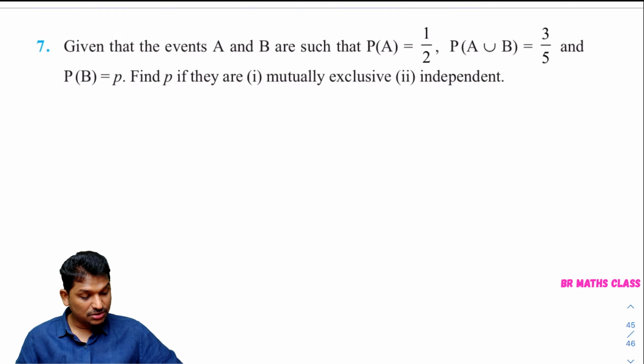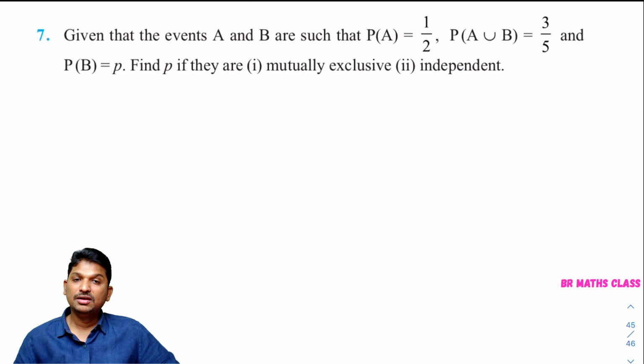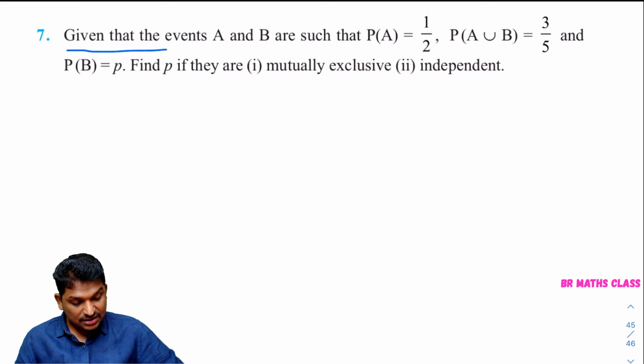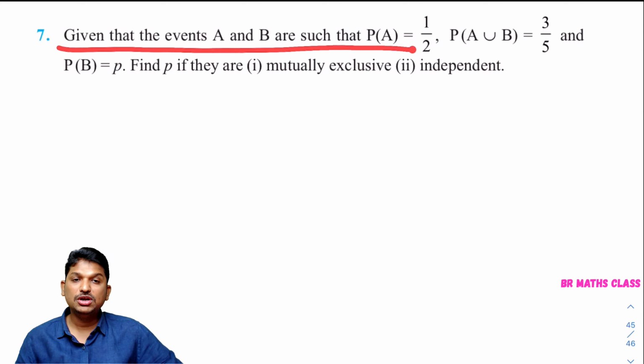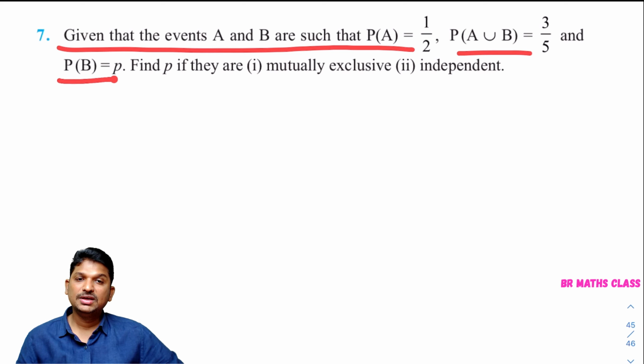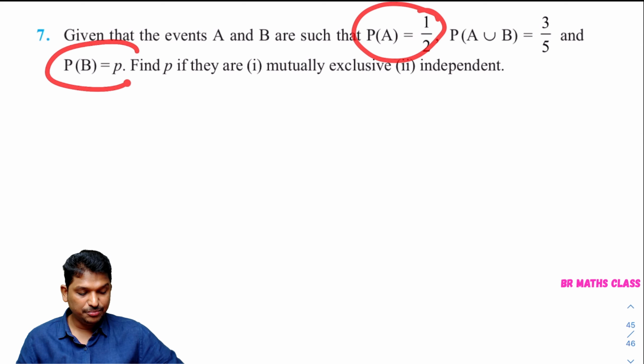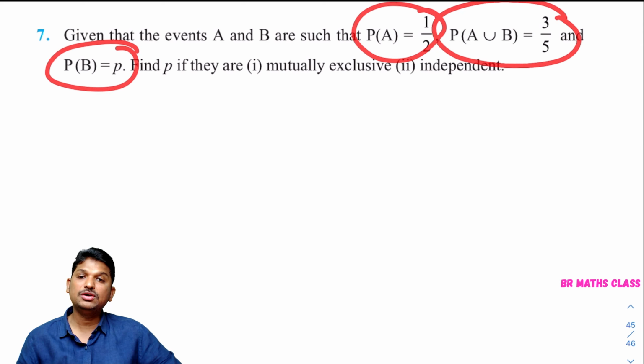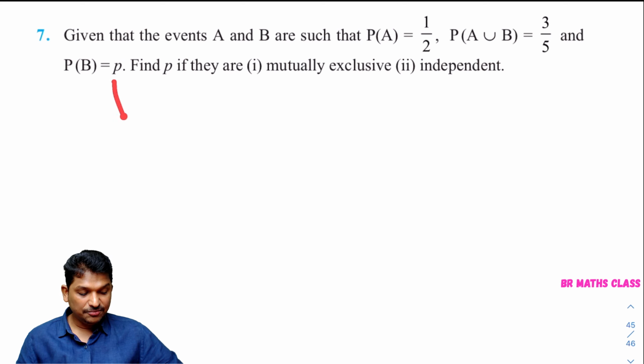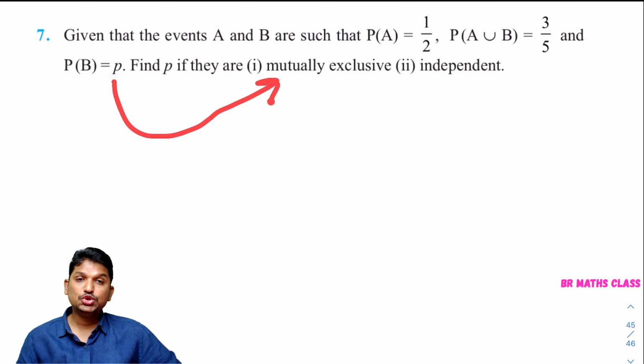Now, question number 7. What are they asking in this question? Given that the events A and B are such that probability of A is 1 by 2, probability of A union B is 3 by 5, and probability of B equal to P. Probability of A given, probability of B given, probability of A union B also given. They are asking, find P if the events are mutually exclusive, if the events are independent.